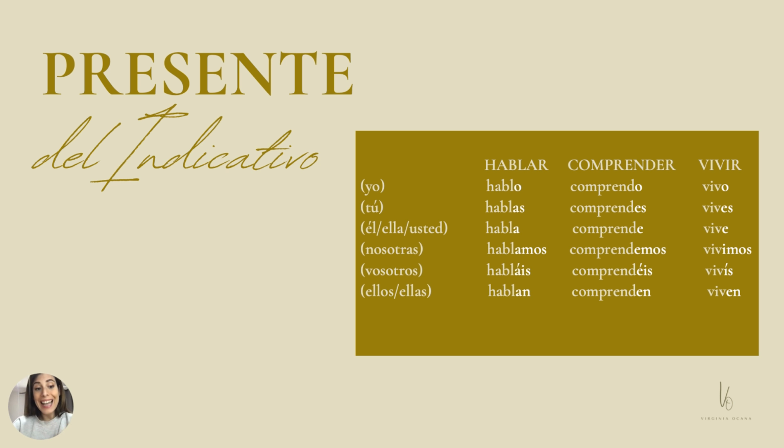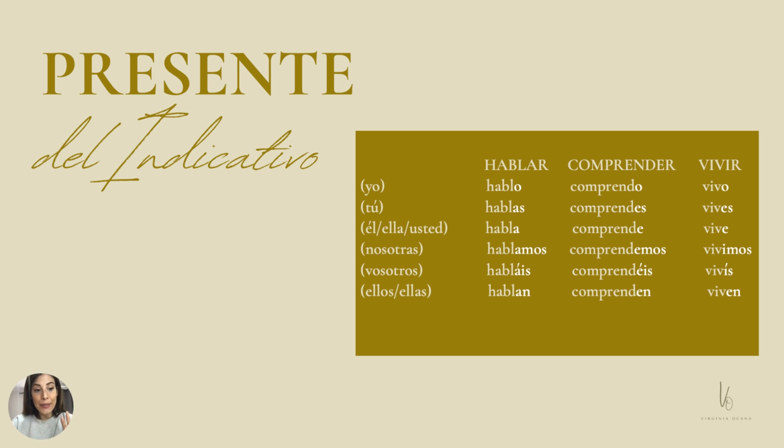Vamos con la segunda persona, tú. Tú hablas, tú comprendes, tú vives. Now it's not the same, ¿sí? Para los verbos en ar es as. Para los verbos en er y en ir es es. ¿Sí? In general, the verbs ending in er and in ir are conjugated pretty much the same way in most cases. Ar is the one that is mostly different.